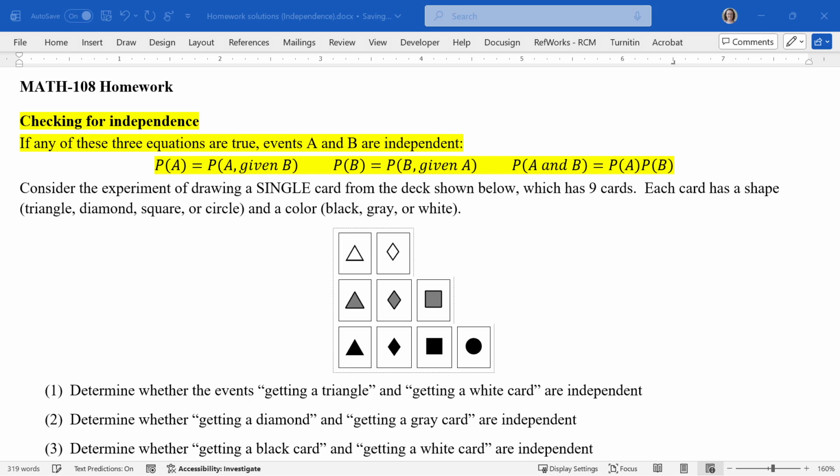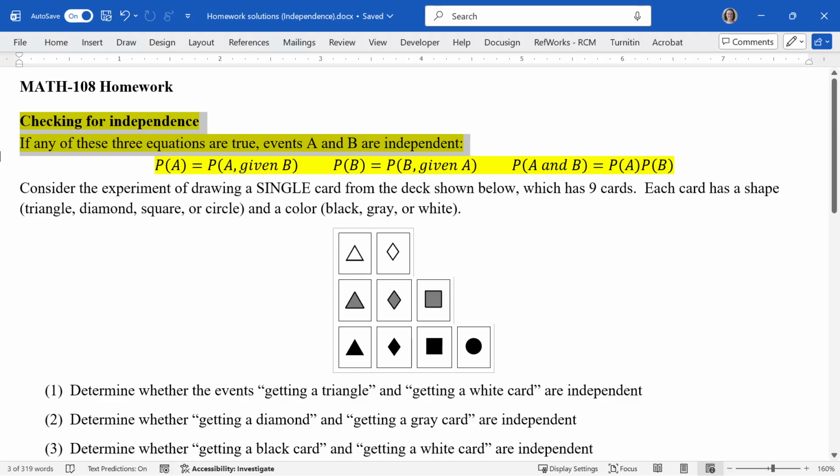Hello everyone. In this video, I'm going to go over some homework on the topic of independence. So I've gone ahead and just pasted in here a little bit from the notes how you check for independence of events. If any of these three equations are true, events A and B are independent. And then it's up to you to decide what is A and what is B of your two events.